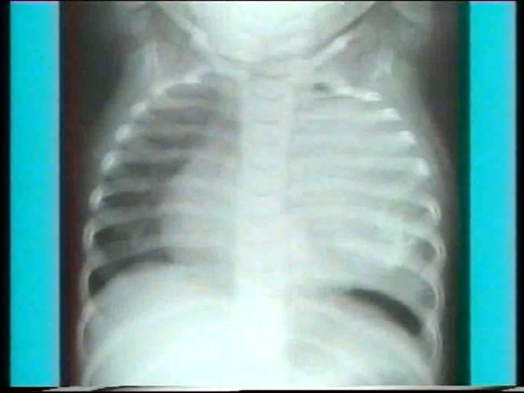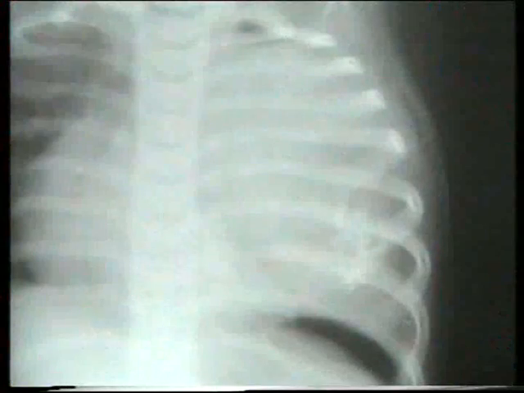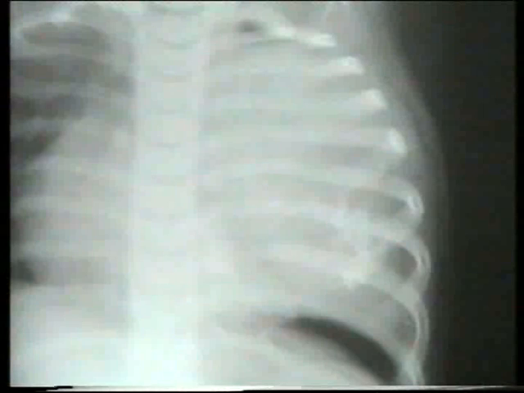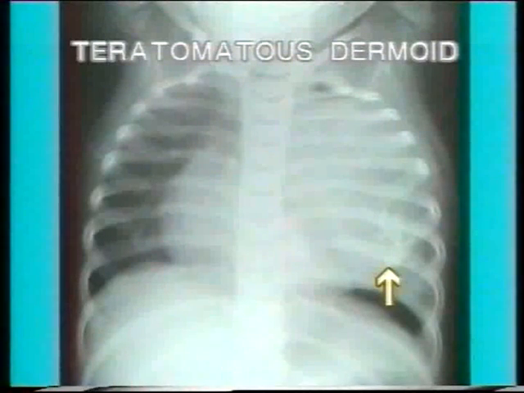This is a large mass filling the left chest of this child completely, so it is difficult to diagnose it as a mediastinal mass. But it is pushing the heart to the opposite side, which is unlike a lung tumor, and at the left apex, its smooth border can be seen. Further, the mass shows calcification, which is characteristic of a teratomatous dermoid. No other swelling or shadow would show such calcification, particularly in a child. So this mediastinal mass is a teratomatous dermoid which arises in the middle portion of the anterior mediastinum.